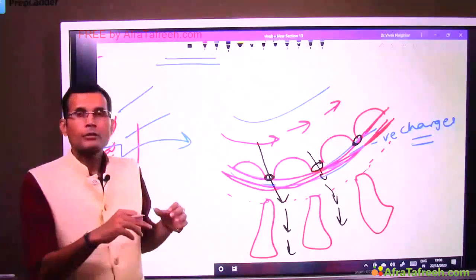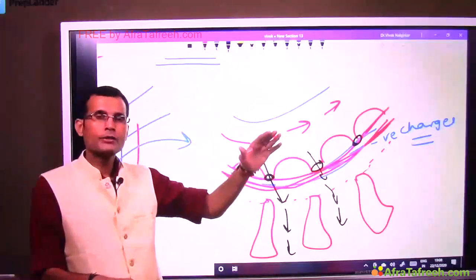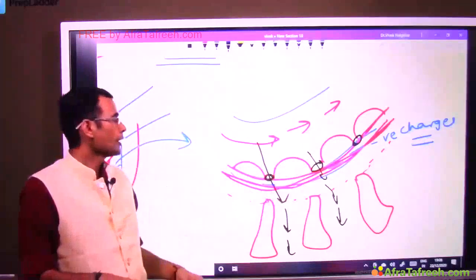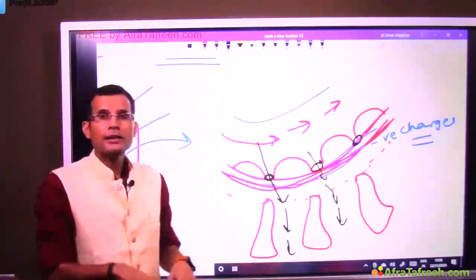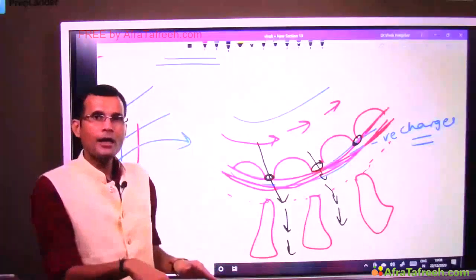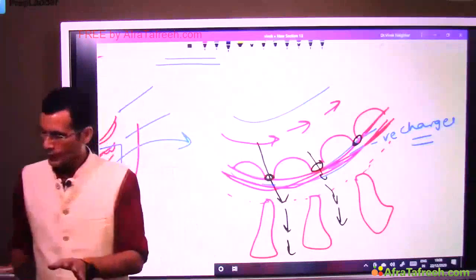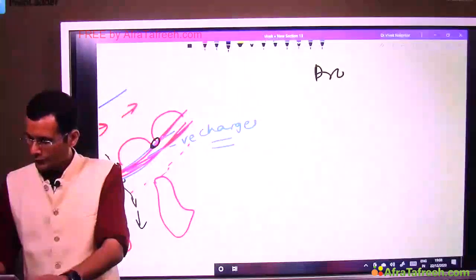But one thing, cells do not get filtered. Okay, so that's out of the question. Plasma is supposed to be filtered. Okay. Now in the plasma, what all substances are not filtered? The proteins.